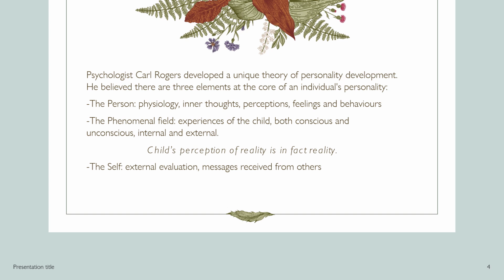The self is the final element of personality structure. It centres around evaluation. So these are the key messages children receive from parents, teachers, and the like, and that forms their ideas about themselves. They symbolise themselves as either good or bad, depending on evaluation and reactions from others.